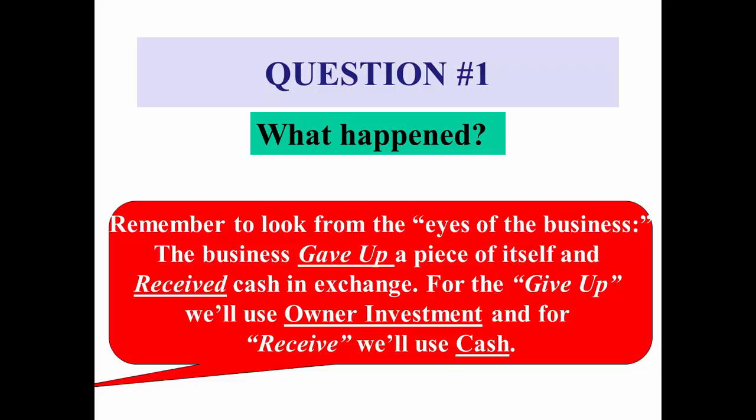The business is receiving the cash. The owner is giving up the cash, but the business is receiving the cash. We need to look from the eyes of the business. Pretend that we are the business. Are we giving up or receiving cash? We are receiving cash.